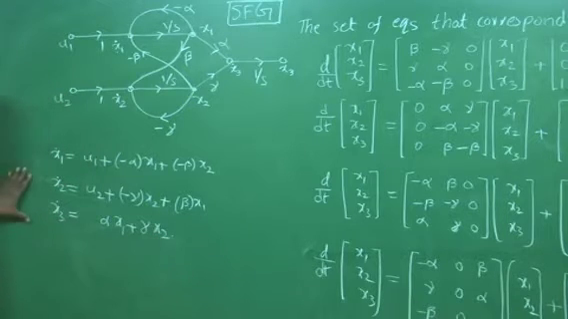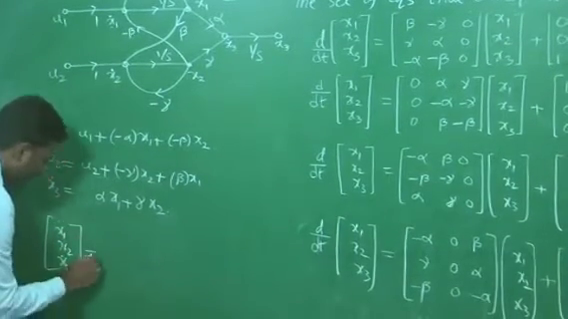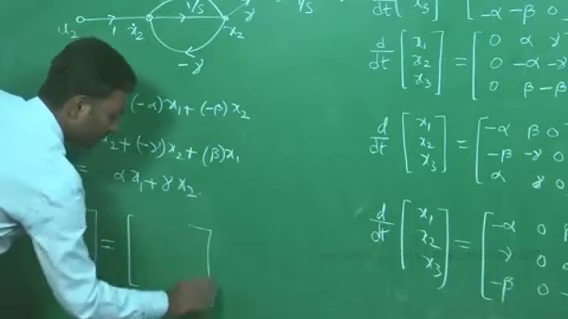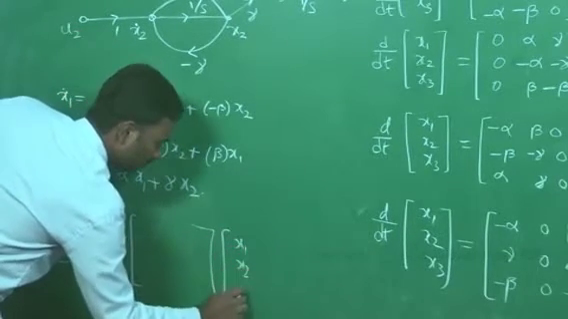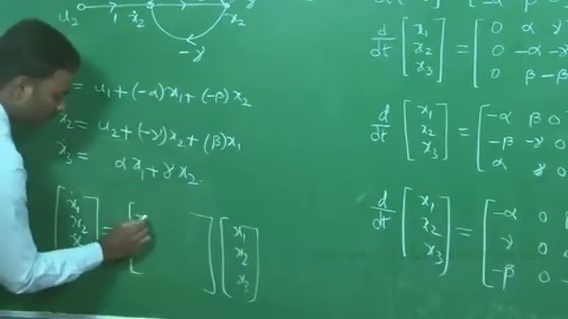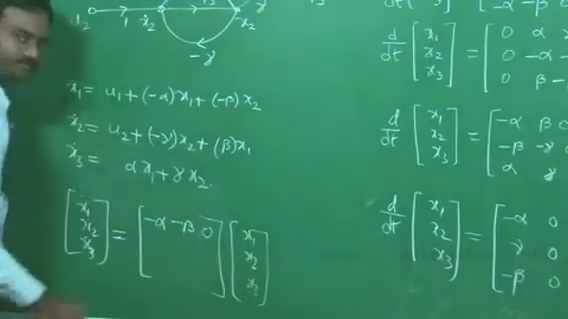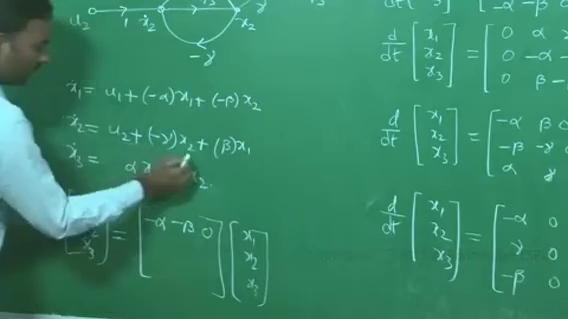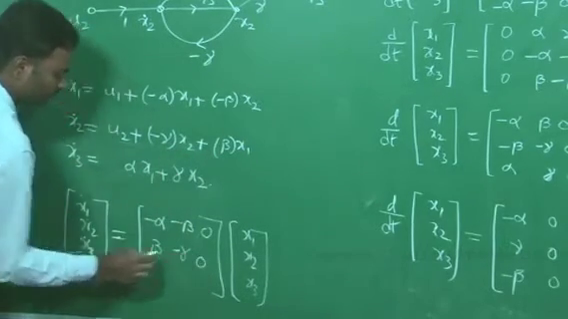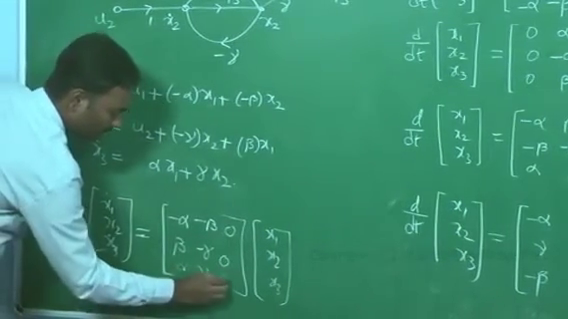So the equation will be alpha into x1 plus gamma into x2. If we write these three equations in matrix form, we can write them as x1 dot, x2 dot, x3 dot is equal to a matrix with elements which are related to x1, x2 and x3. For x1 dot, it is related with x1 with gain minus alpha, and with x2 it is minus beta, and there is no x3 term, so it will be 0. The x2 dot will relate to x1 as beta, x2 as minus gamma, and x3 is 0. x3 dot with x1 as alpha, with x2 as gamma, and there is no x3 term.